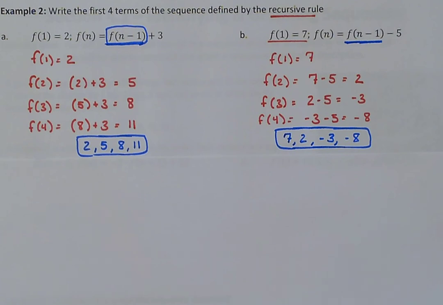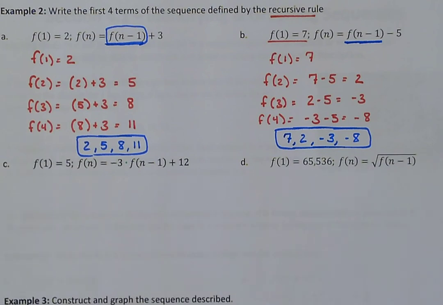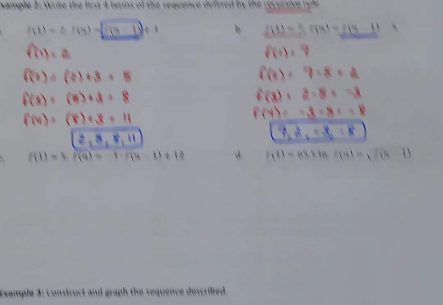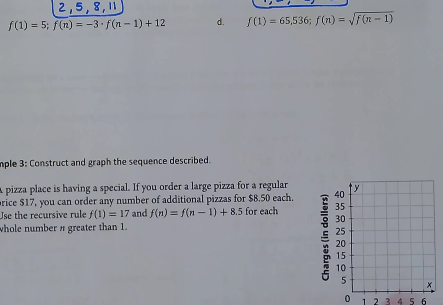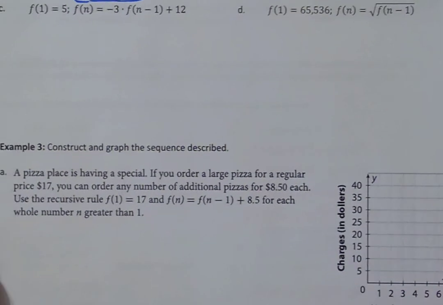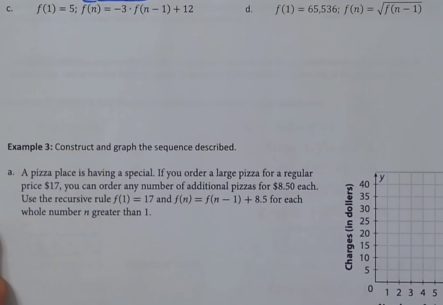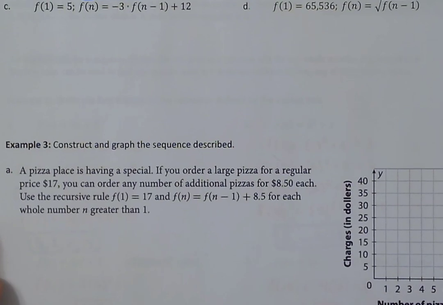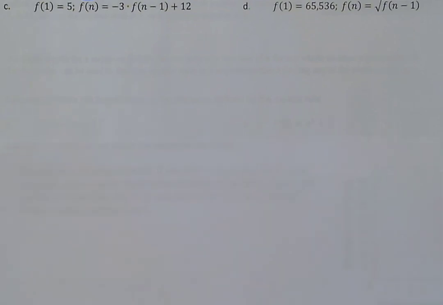Now, parts C and D are the similar idea. It's just the rules are a little bit more of a step up than just adding or subtracting a number to the previous term. So I'm going to move this up, and then we're going to take a look at C and D, just because they look a little different and it's helpful to see them done before we jump on to example 3, which as you can see is going to deal with some graphs. Okay.